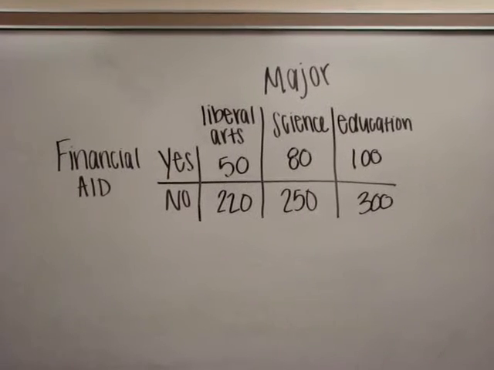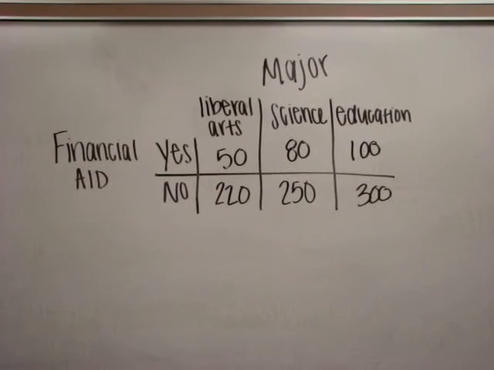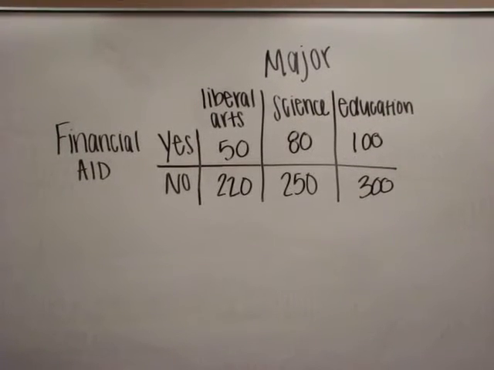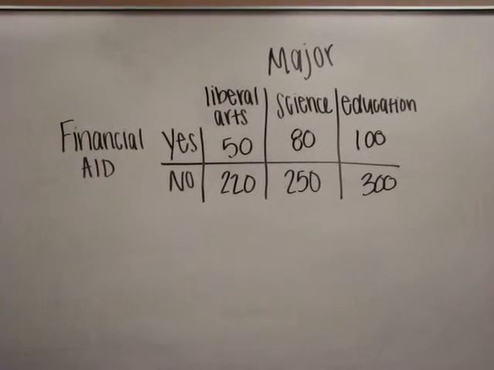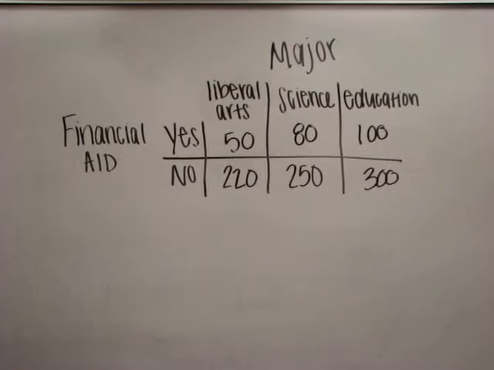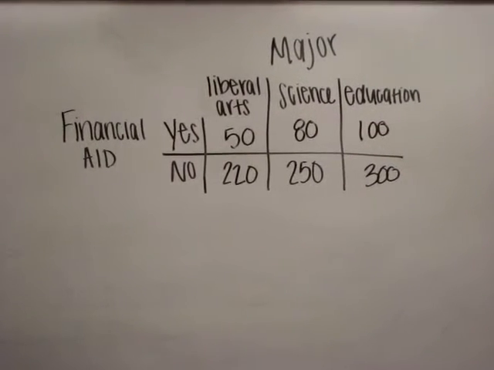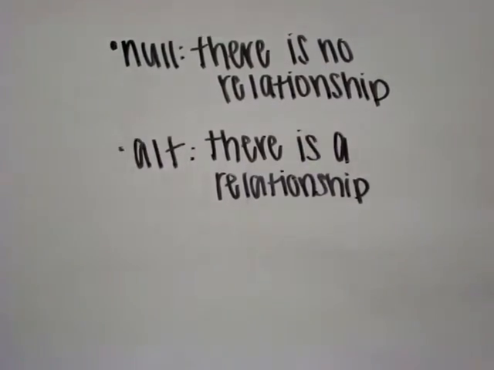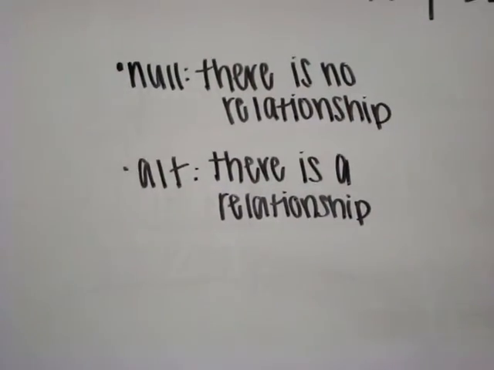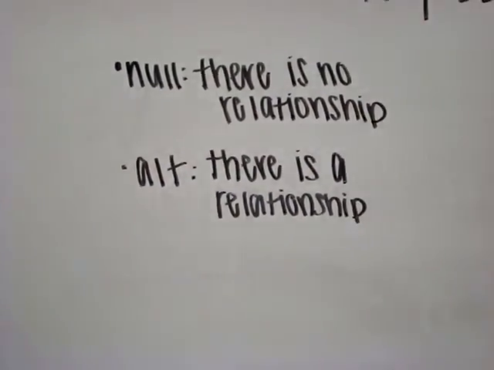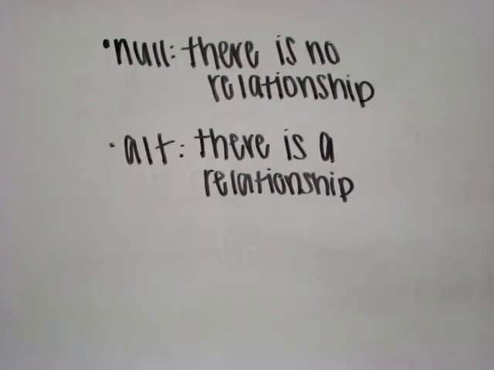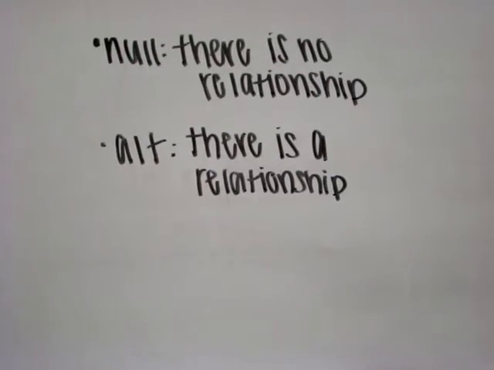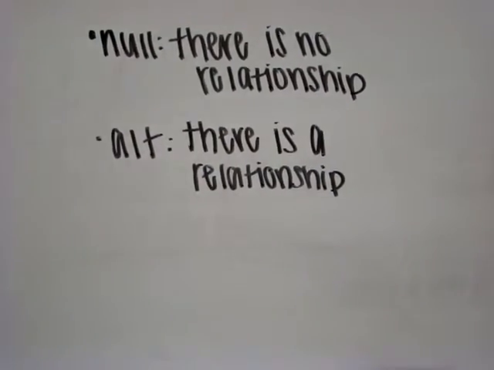Now we are going to work on an example problem. Determine if there is a relationship between receiving financial aid and the chosen major. Please look at the table shown, which represents the number of students receiving financial aid by major at a small school in Nebraska. Our null hypothesis is that there is no relationship between receiving financial aid and the chosen major. Our alternate hypothesis is that there is a relationship between receiving financial aid and the chosen major.